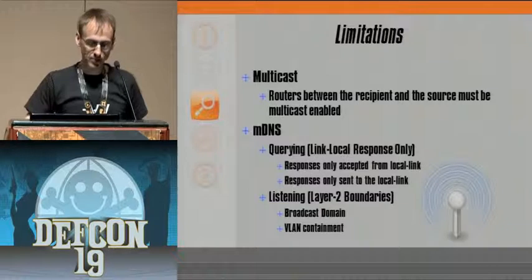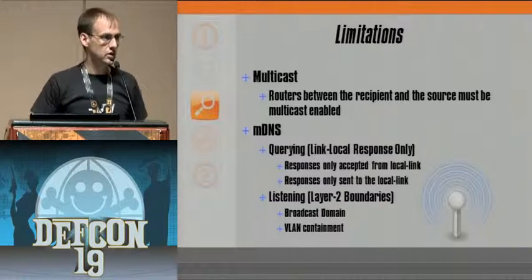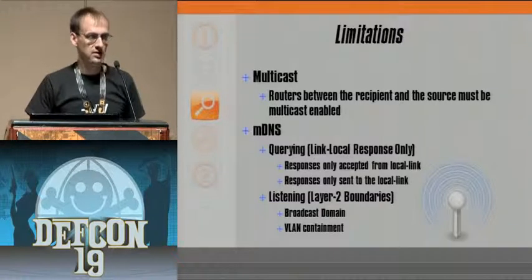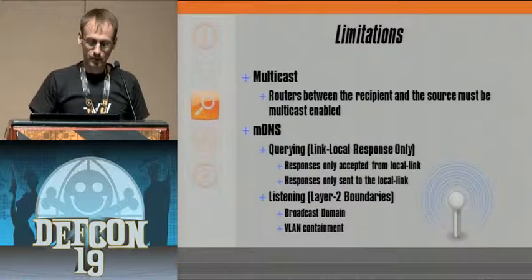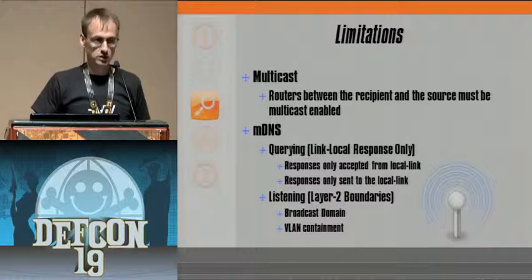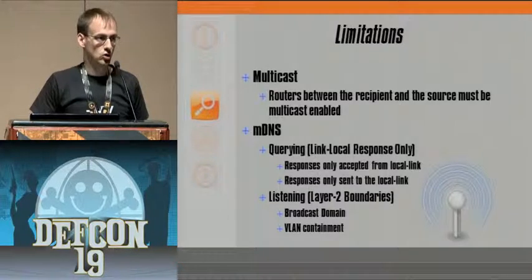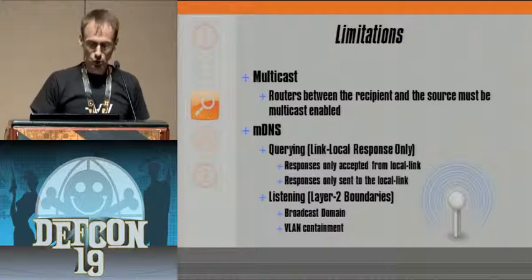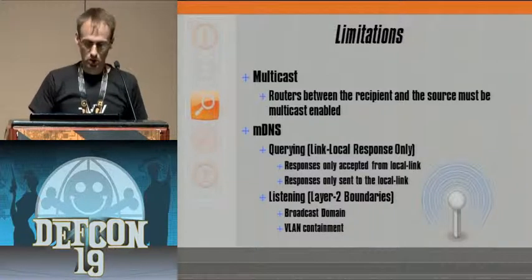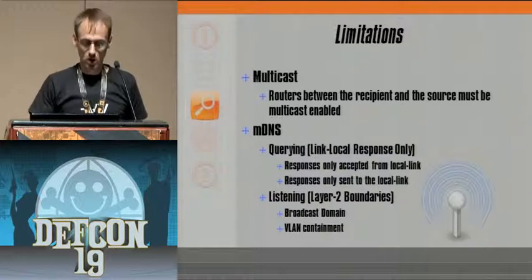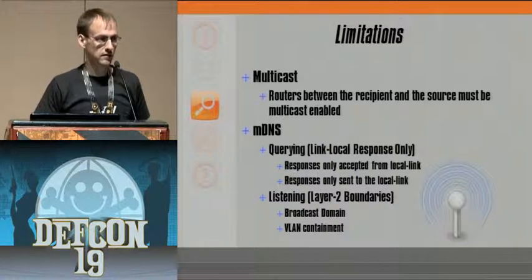MDNS has some limitations as well. If you're talking about just querying, if you're just trying to get that name, just trying to ask it what records it has or see if it has a particular record, you are only going to get link local responses, and that's actually designed into the protocol itself. And if you're talking about listening, which is where the real fun is at, you are limited by the layer 2 boundaries, the broadcast domain, as well as any VLAN containment that they've implemented. Okay.